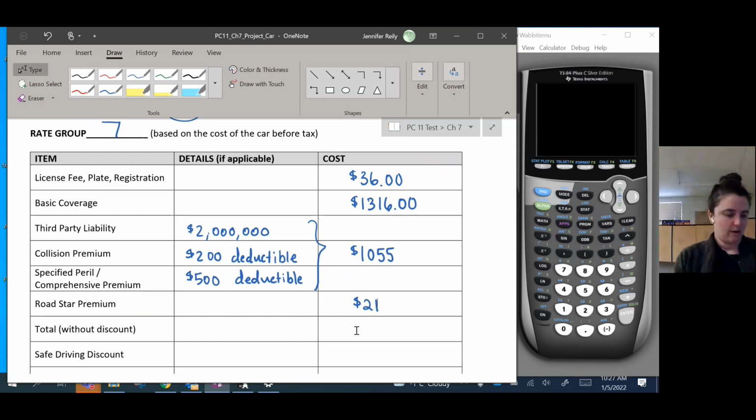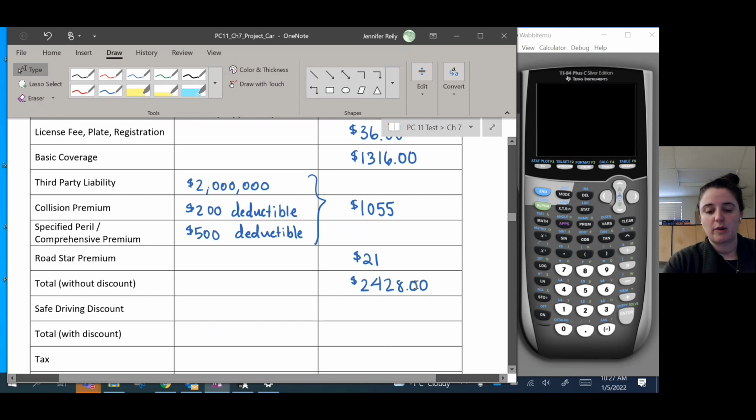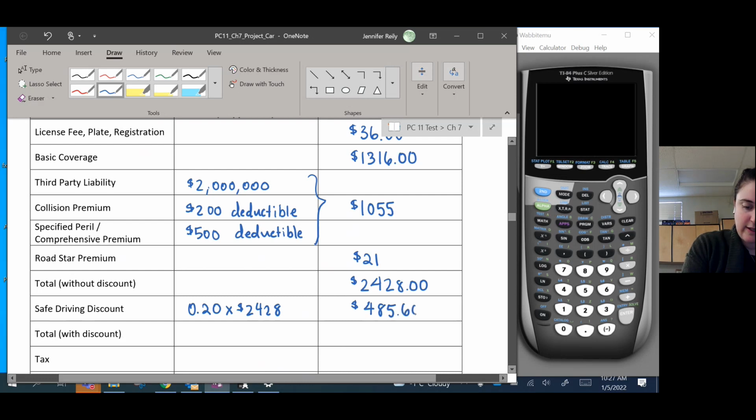Okay. So the total, if you add all those numbers up, is $2,428, without the discount. So if you had no discount for safe driving, that's what you would pay. But we do have a safe driving discount here. We're going to figure out what 20% of 2428 is. You calculate that, it's $485.60.